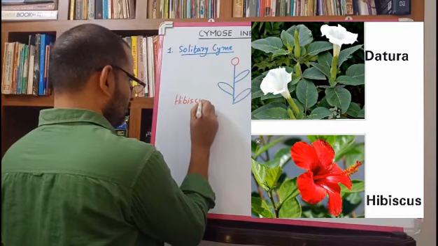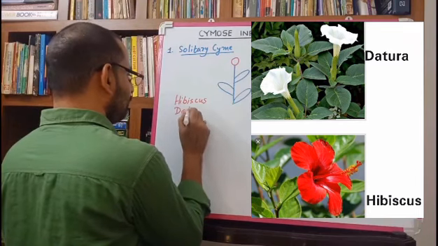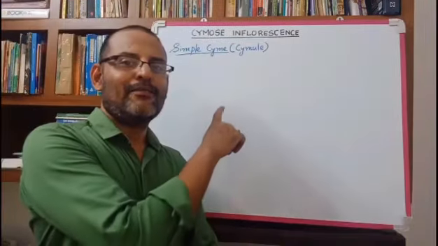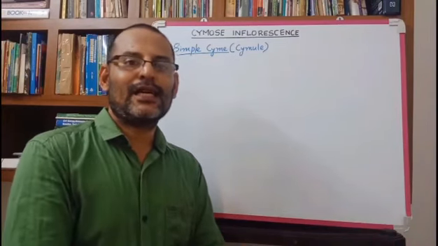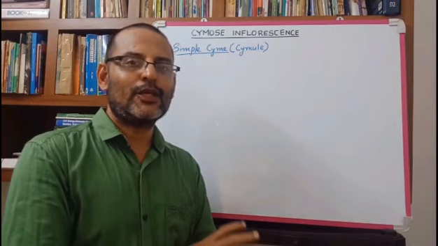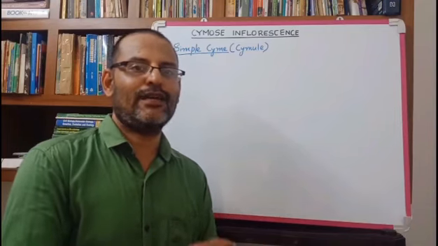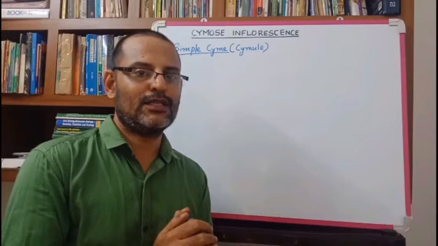Hibiscus, datura. Number 2 is simple cyme or cymule. This is a collection of 3 flowers. There you can see 1 mature flower and 2 younger flowers.